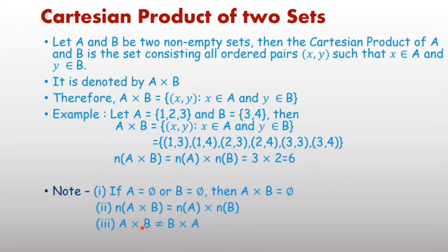Also remember A × B is not equal to B × A, because A × B represents ordered pairs (x, y), where x belongs to A and y belongs to B. But B × A means the collection of all ordered pairs in which the first component belongs to B and the second component belongs to set A. Therefore, we can say A × B is not equal to B × A.